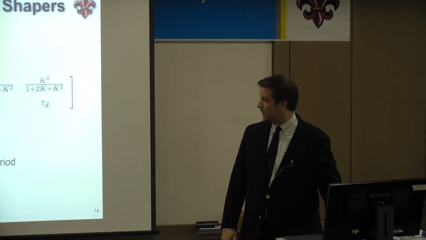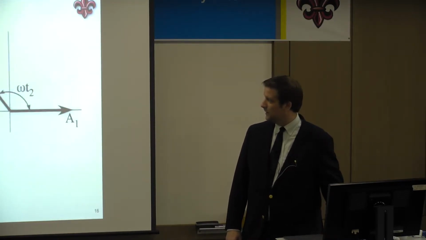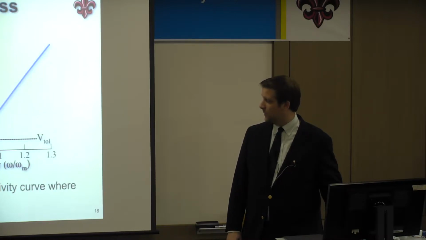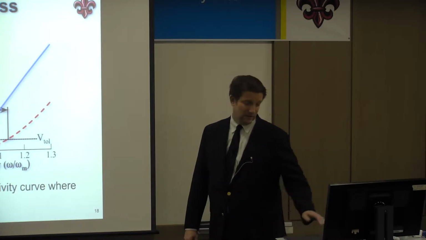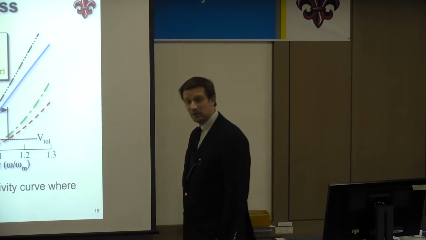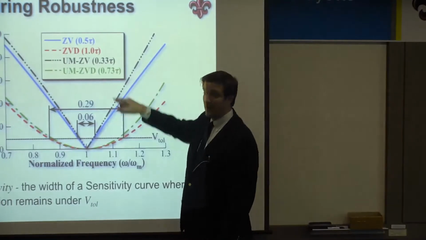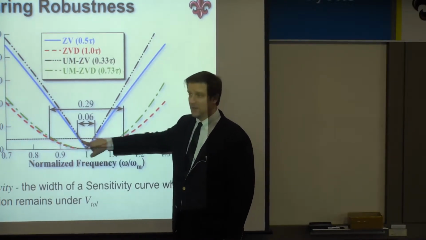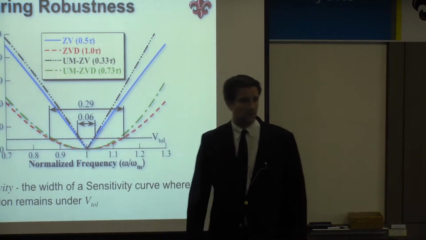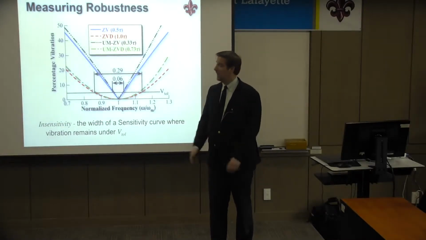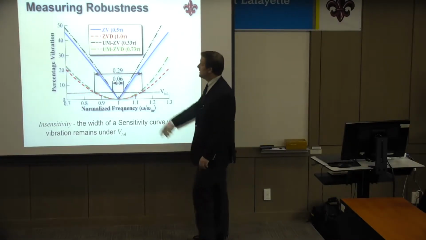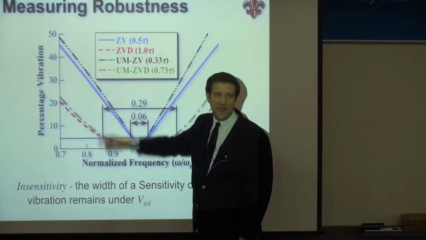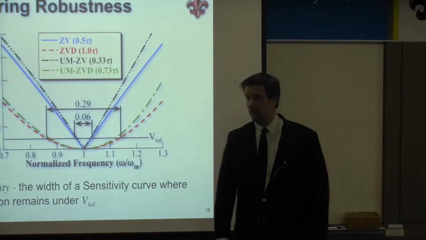Of course, we know some of these in closed form. You saw these two already. We'll skip over that for now. And we saw we can measure robustness. So you saw the ZV and ZVD. If we look at the unity magnitude version of those two shapers, so the UMZV and the UMZVD, you see that near the design frequency, they're basically the same. So our sensitivity doesn't change so much if we allow negative impulses. However, you'll see that the UMZV shaper is 1/3 of a period long, where the ZV was 1/2 a period. So we do gain the speed, like we said.